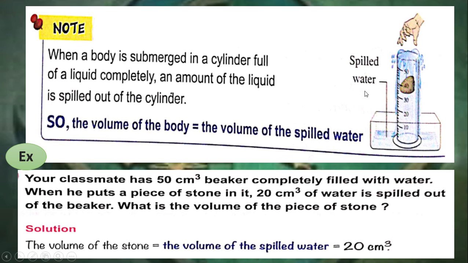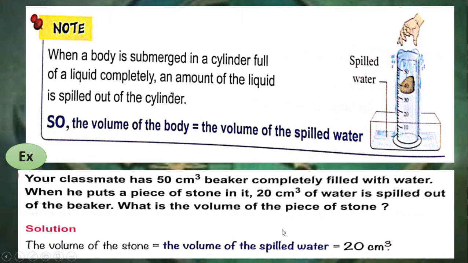Sometimes in a story problem, it tells us that there is a beaker or graduated cylinder filled completely with water. In this case, when we put the stone, what happens? Some water spills out. Why does the water spill out? Because the stone takes its space. So the volume of the stone equals the volume of the spilled out water.